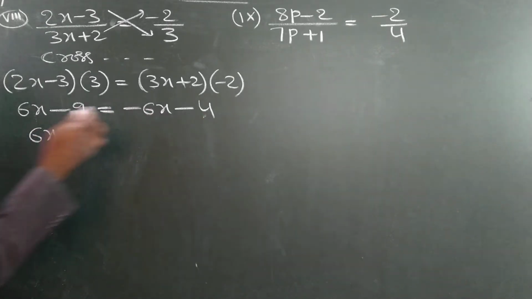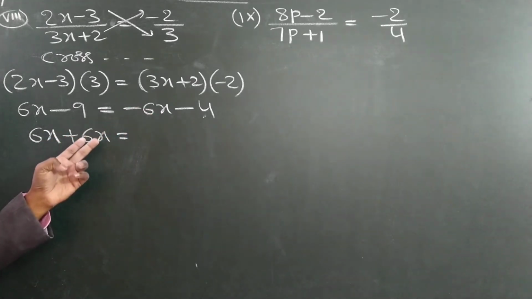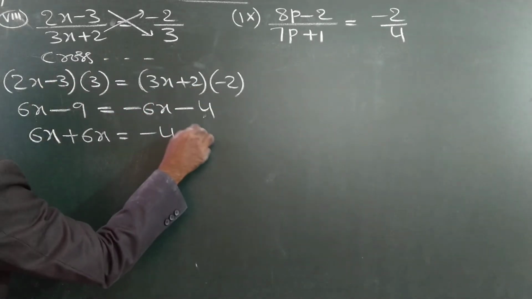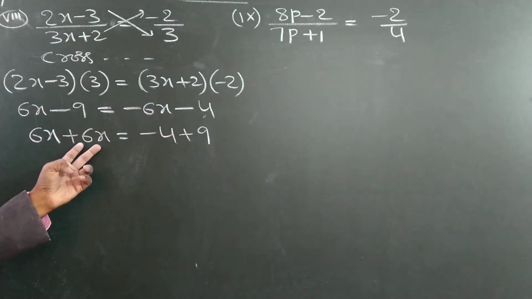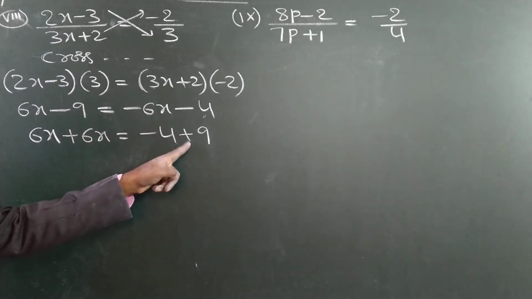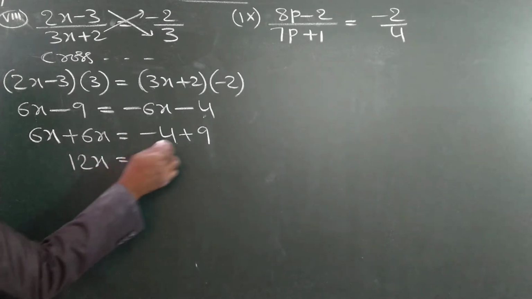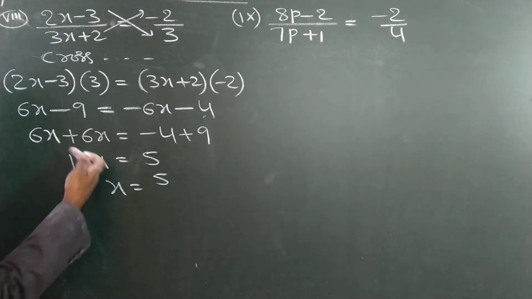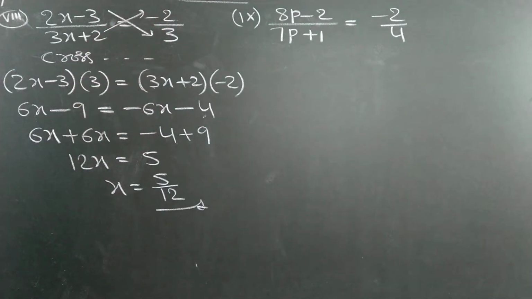6x minus 6x on this side, plus 6x. Already minus 4 is there. Minus 9 on that side, plus 9. Minus 9 taken to the right side. 6x plus 6x is 12x. 9 minus 4 is 5. So the answer is 5 by 12. This is into, so it will be in the denominator. Same way do that. First step only cross multiply and get the answer.